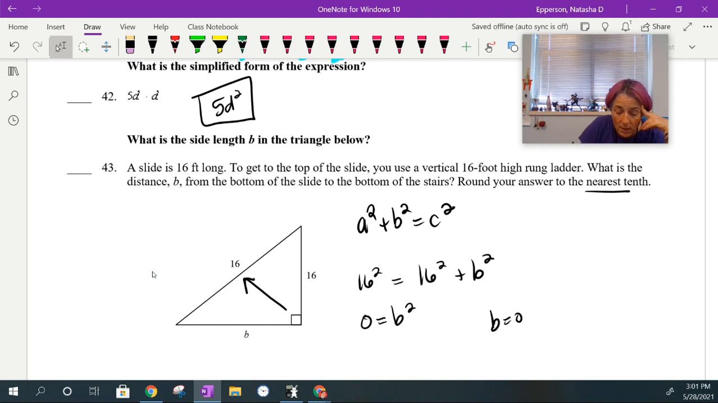When I was doing the random number generator, it didn't give me a good number. On your test, it'll be a good number. So as long as you know how to set this up, you'll be good to go. We know this side across from the 90 degrees is our right angle. I'm going to go ahead and end this here so it doesn't get too long.